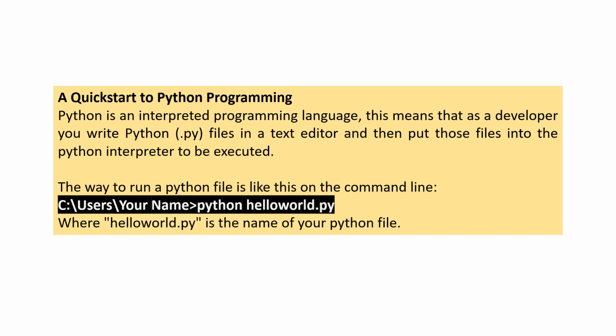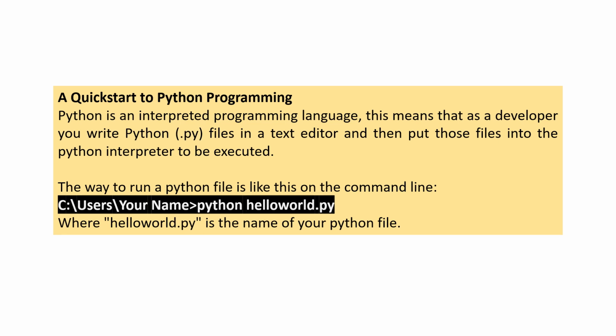Now we can go to a quick start to Python programming. Python is an interpreted programming language, that is, as a developer, you can write Python files with the extension .py in a text editor and put those files in the Python interpreter to be executed. The way to run a Python file is like this: python hello_world.py, where hello_world.py is the name of your Python file.